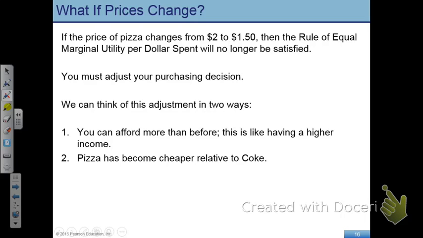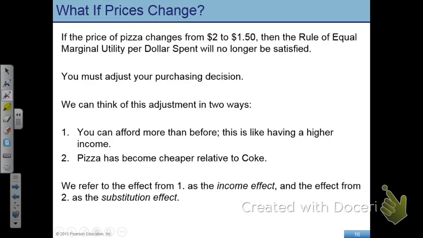So number 2 is going to provoke the substitution effect. And number 1 is going to provoke the income effect. What is the income effect? When the price of pizza went down from $2 to $1.50, your purchasing power just increased. You can now buy more of both, or at least one of them, if both of them are normal goods, which in this case is true by assumption. We are assuming both of these goods are normal goods. So the first effect is called the income effect, and the second effect is called the substitution effect.